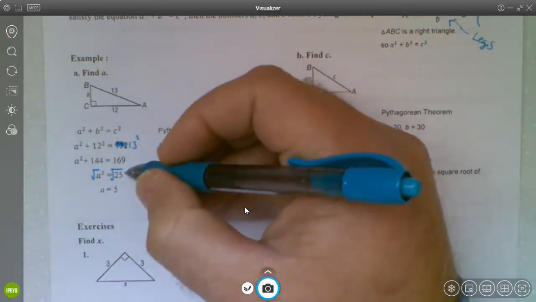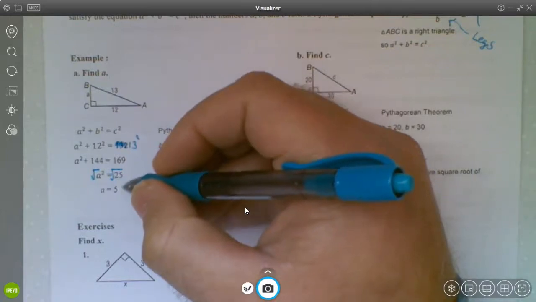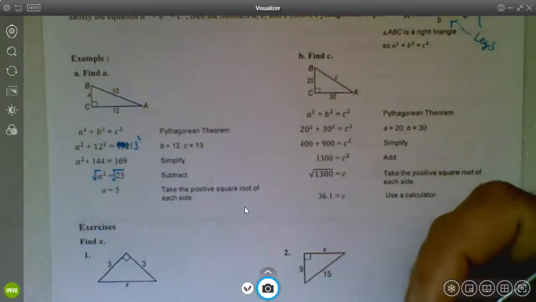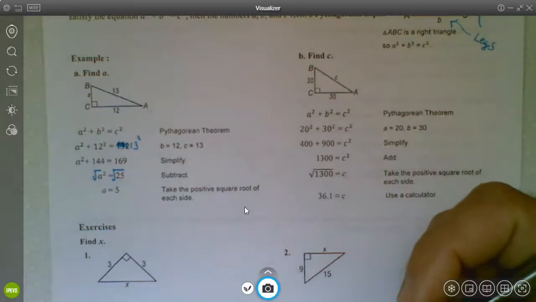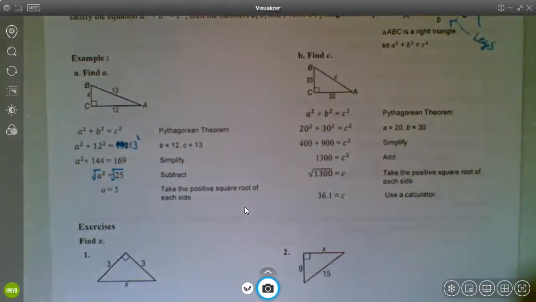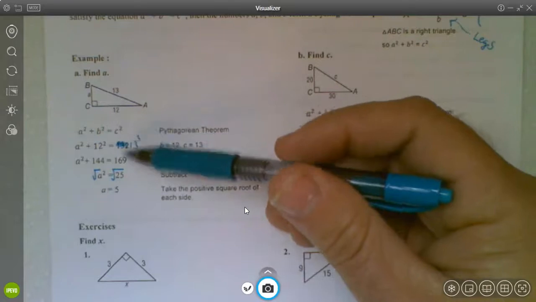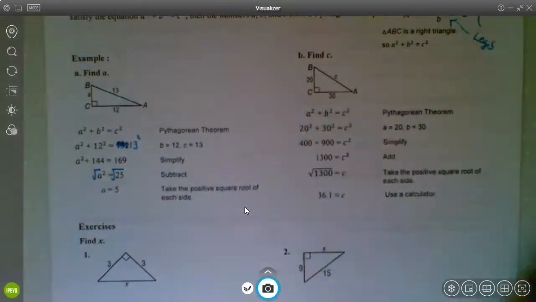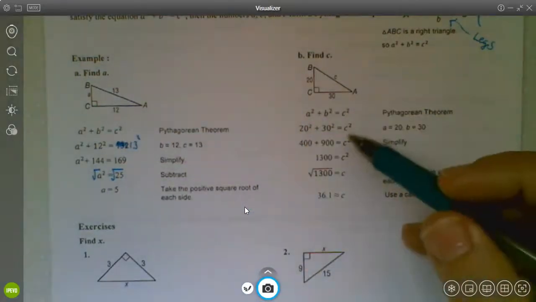On the right side, I'm now looking at the square root of 25, which is 5. And that's it. We have our missing side length over there. So really, once we plug these into our formula, it's just a matter of solving the equation. Right? Not much more than that. So let's peek at one more of these, and we're going to try some together.